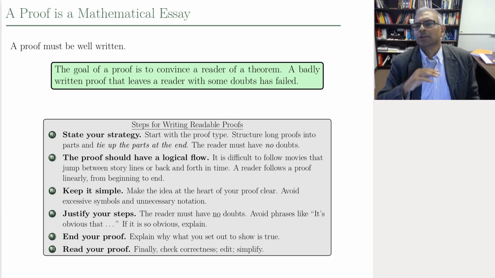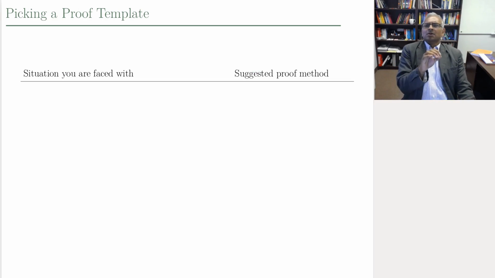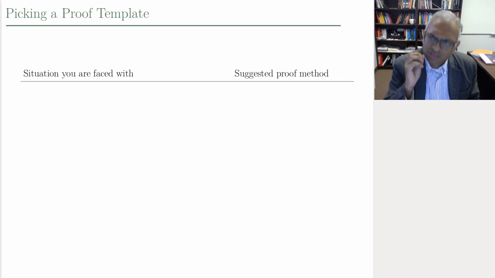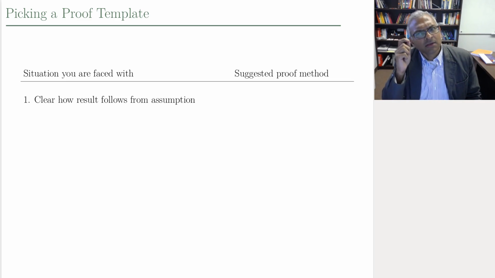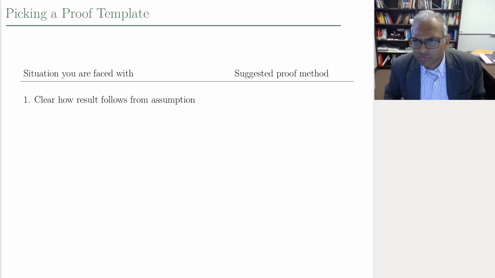Okay, now let's talk about picking a proof template, so picking a kind of proof. There's some creativity there. There's something to be said there. So what I'm going to do is I'm going to present you with a situation, and I'm going to suggest a proof method. Okay, so we're mostly talking about implications, but all kinds of other proofs also crop up.